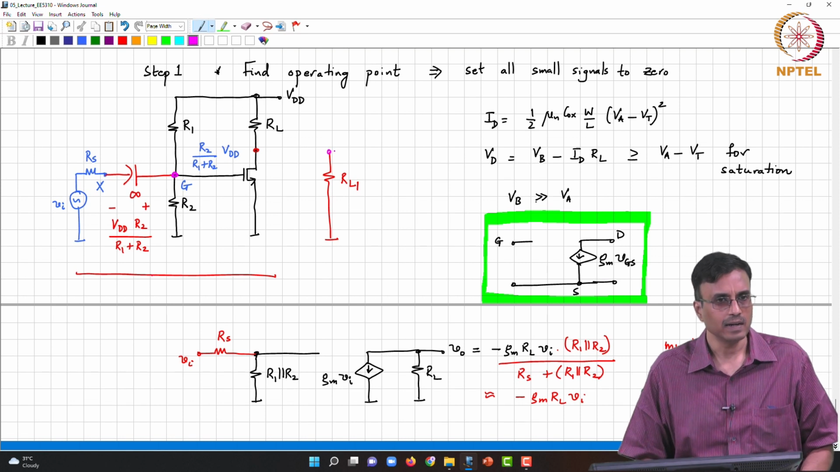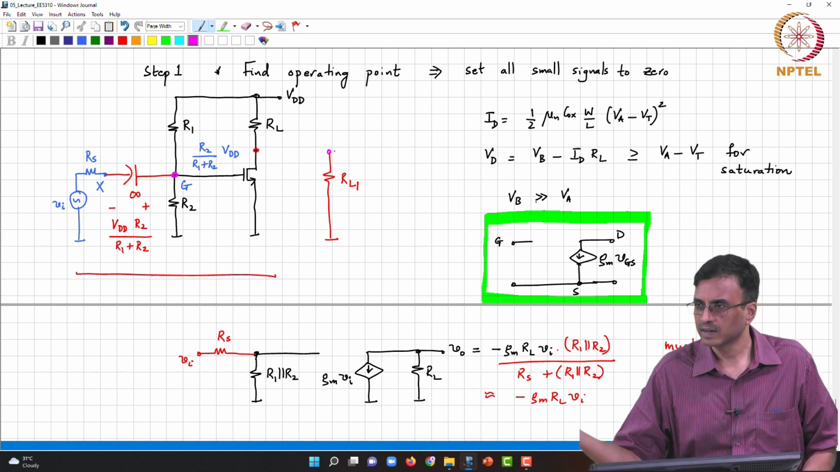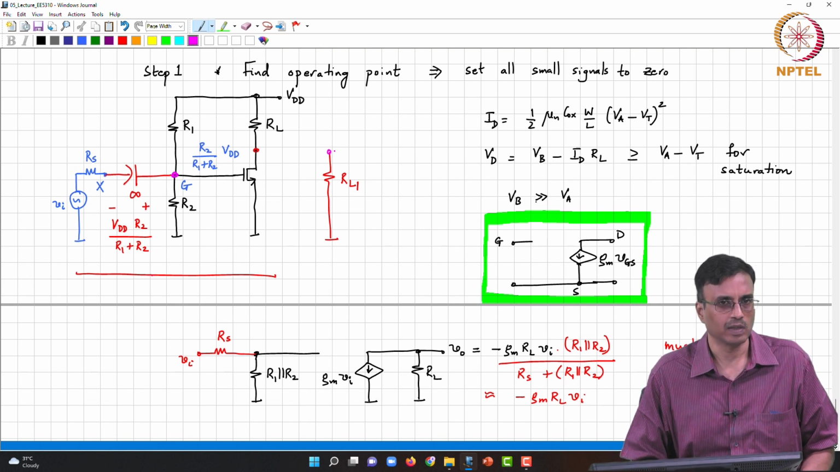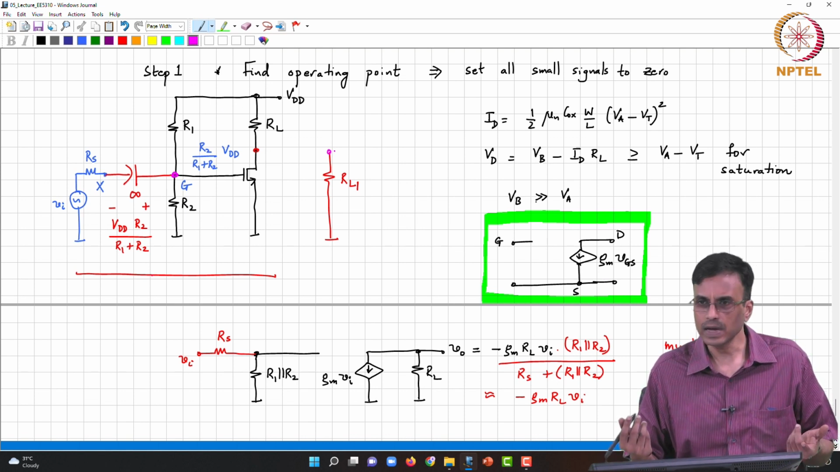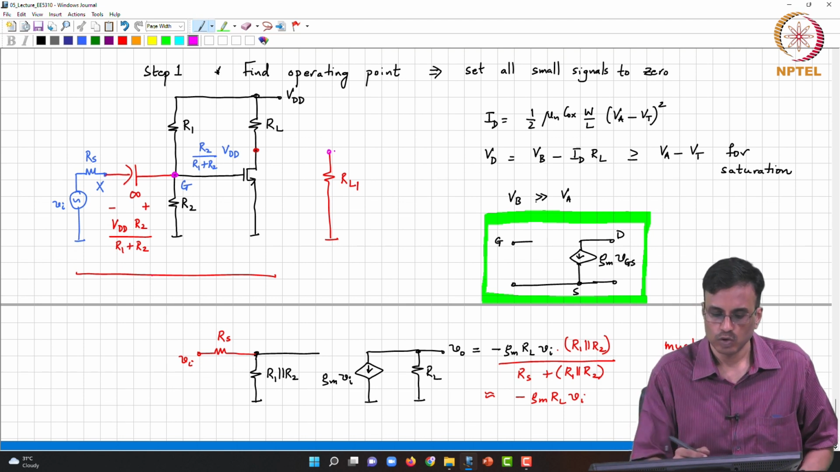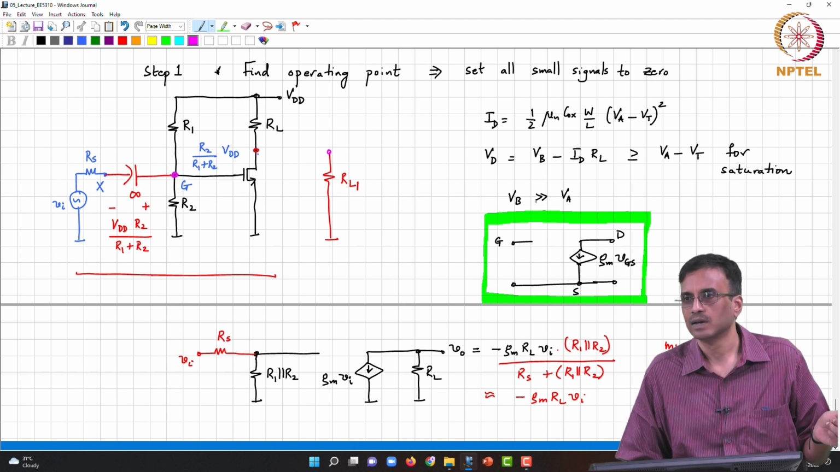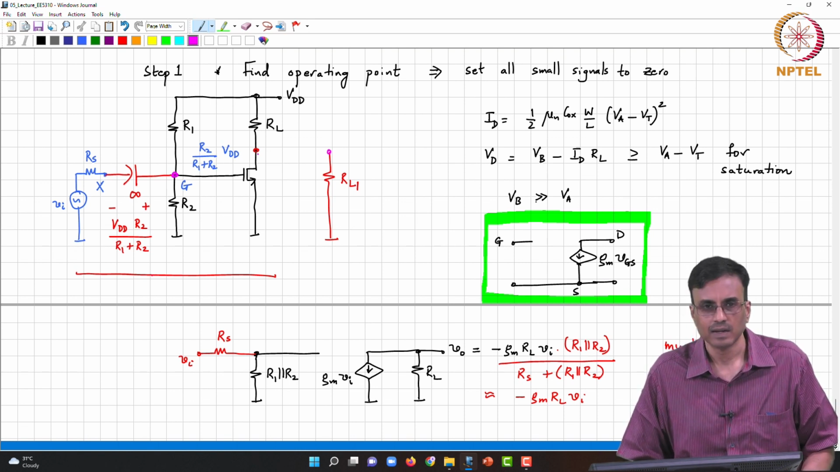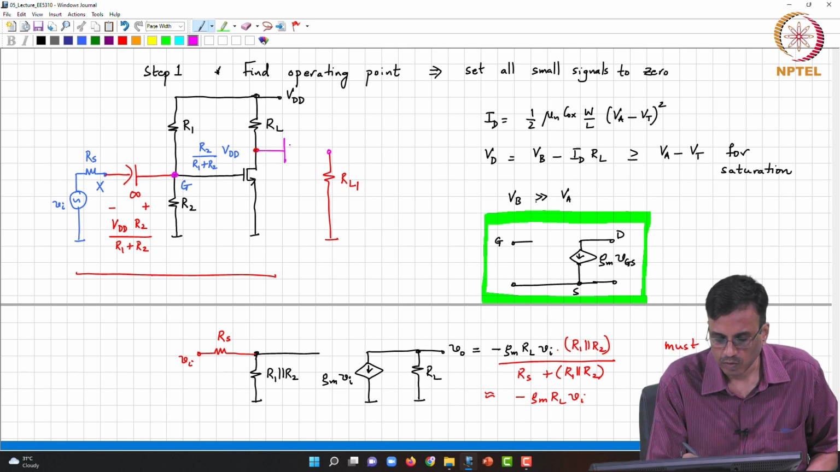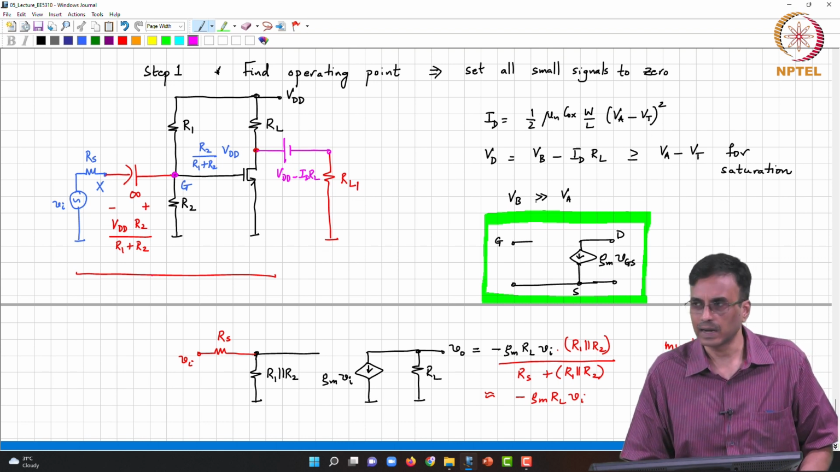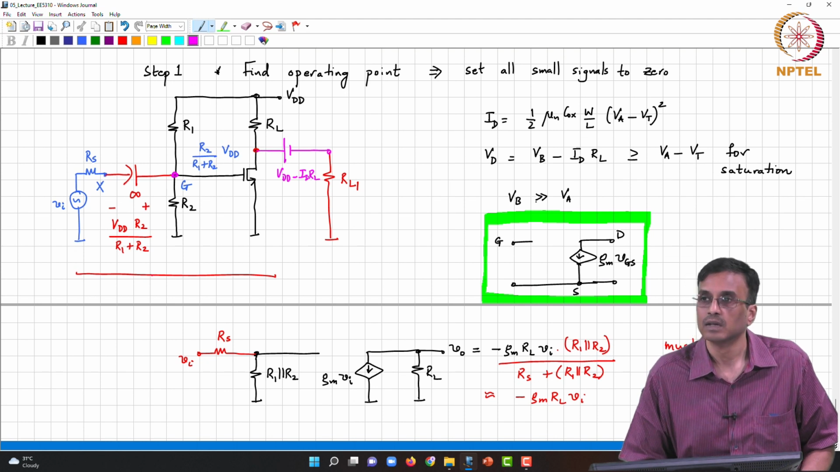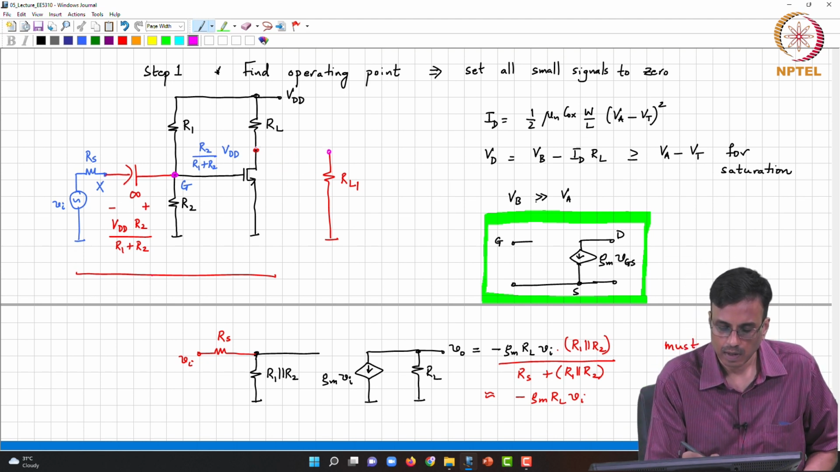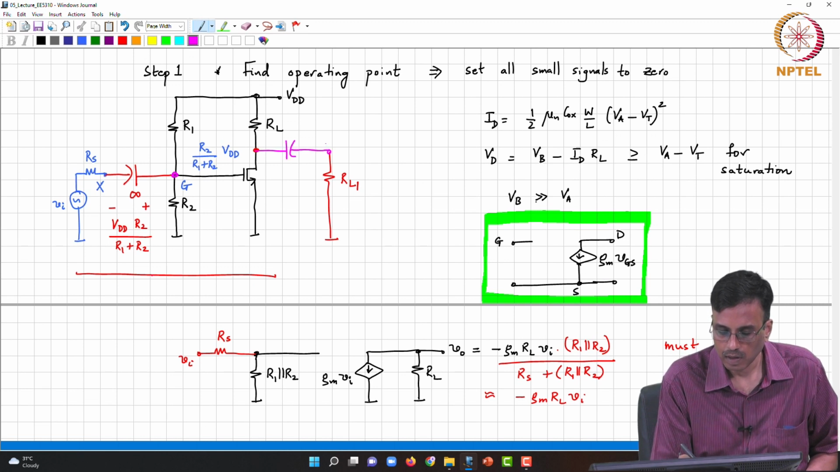Because before you connected, the quiescent voltage on the right is different from the quiescent voltage on the left. So, how will you prevent current from flowing? In principle you will put a battery of voltage VDD minus ID times RL, like this. So, this is VDD minus ID RL. And how do you realize the battery? You replace it with an infinite capacitor.